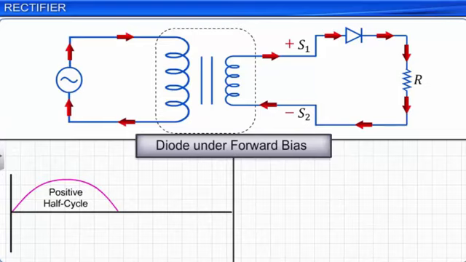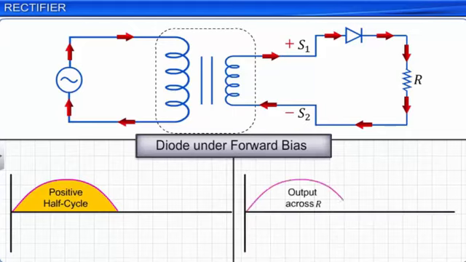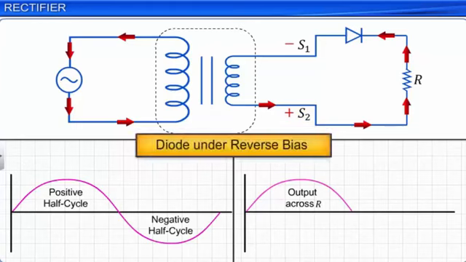When S1 is negative and S2 is positive, the diode is reverse biased and allows negligible current to flow through it. This current is so small that it is considered to be equal to zero. Thus, during the negative half cycle, no current flows through the load resistance and we do not get any voltage output across R.